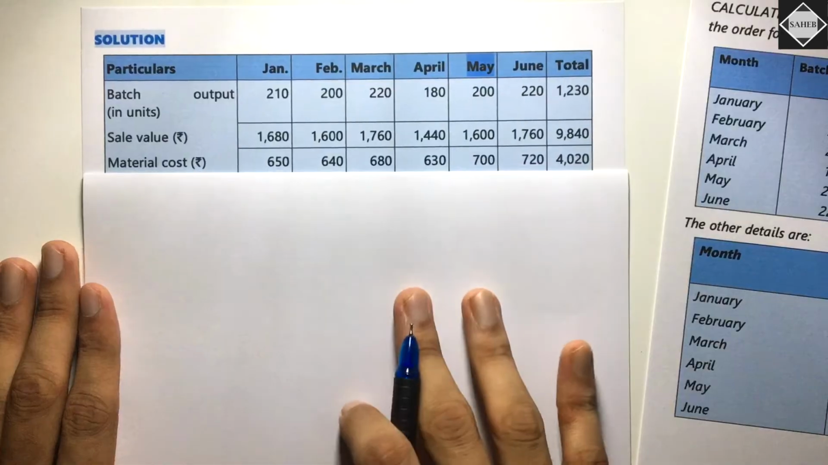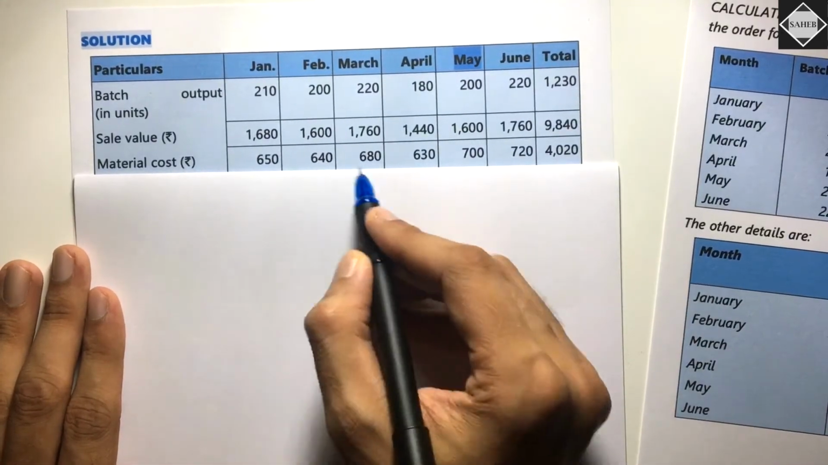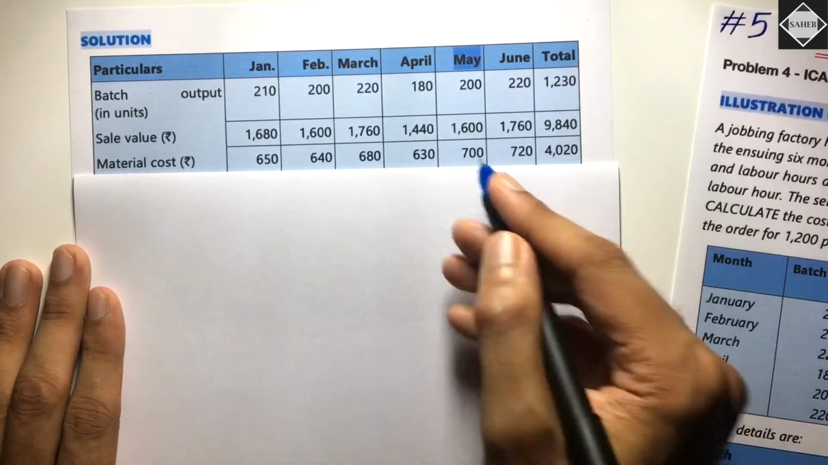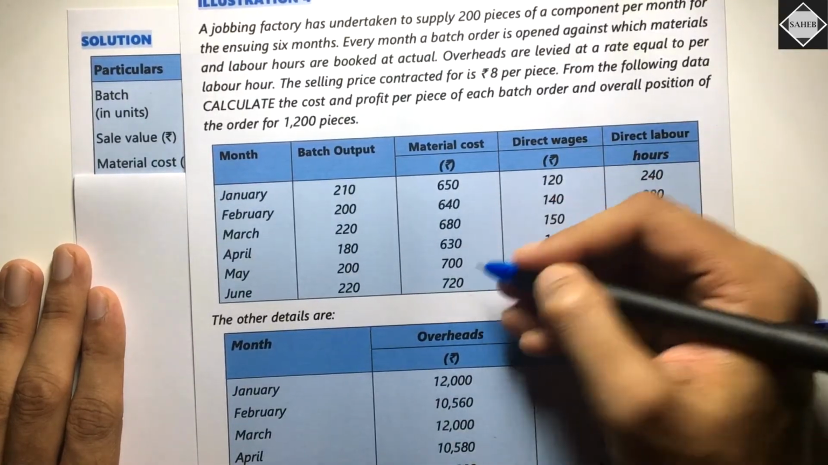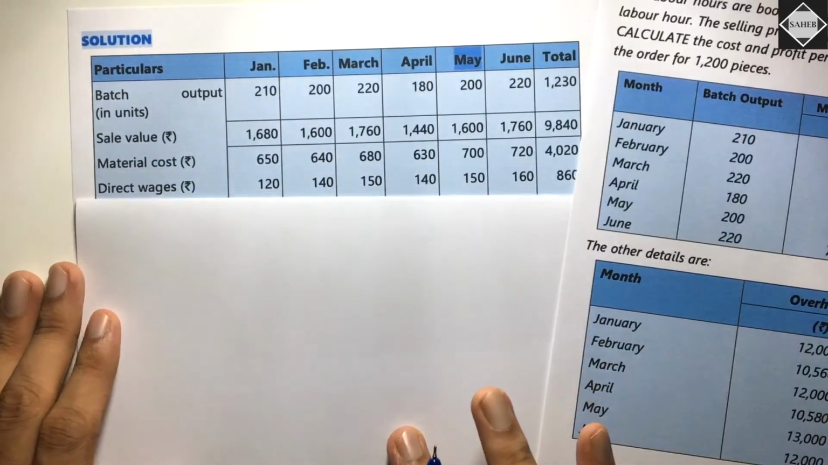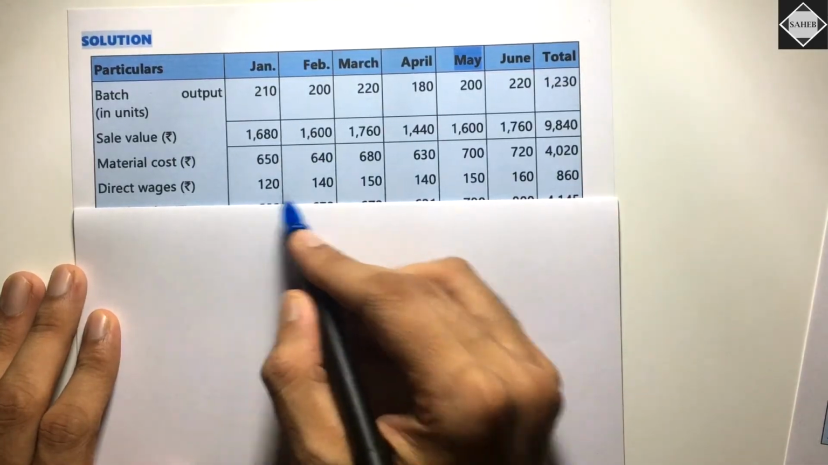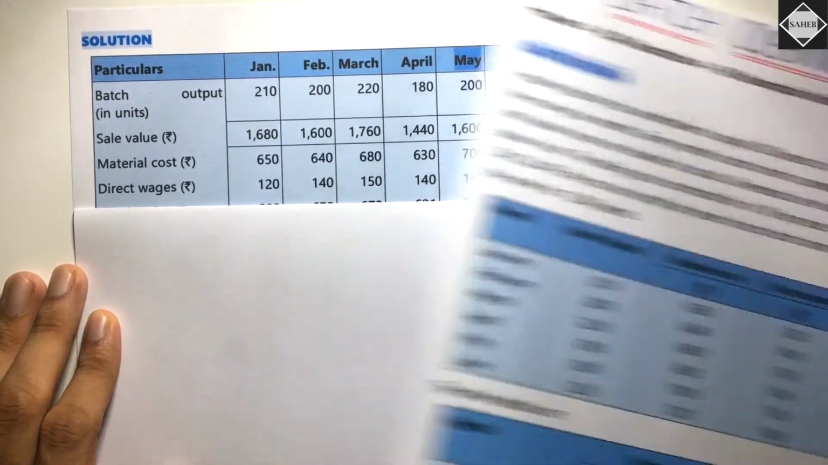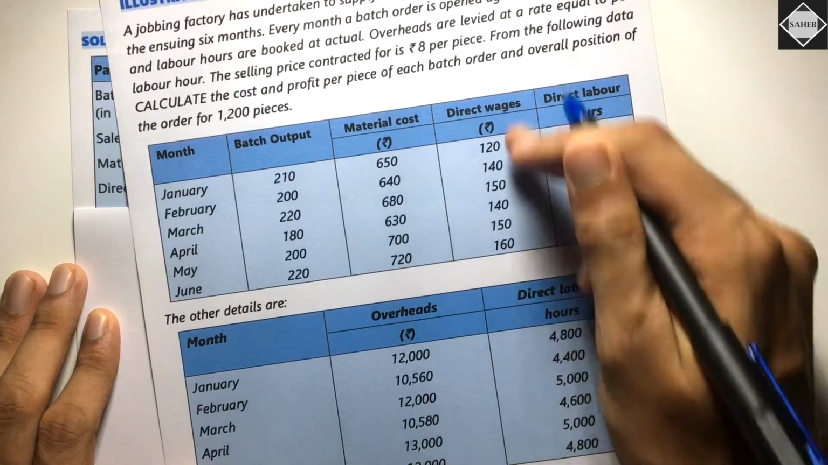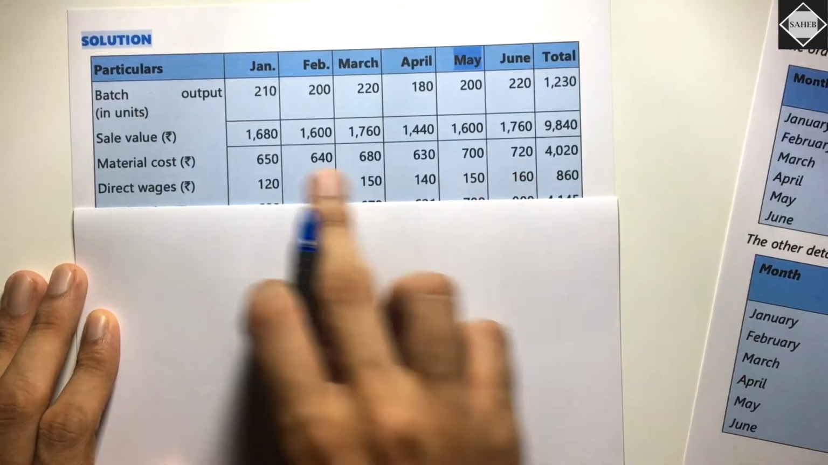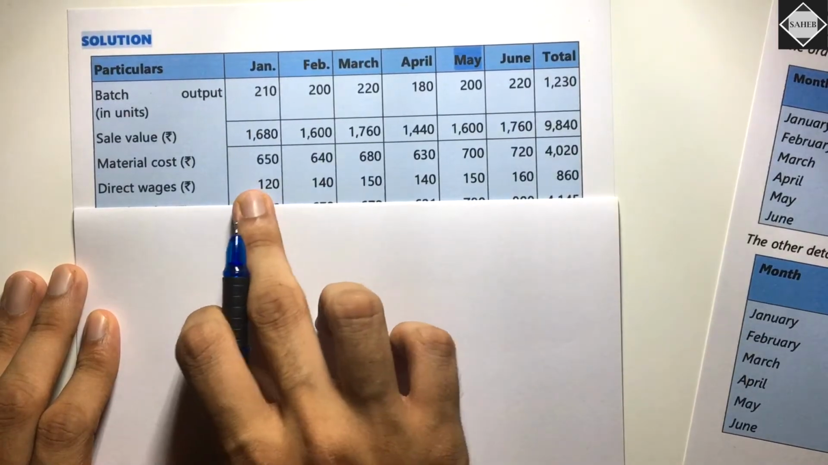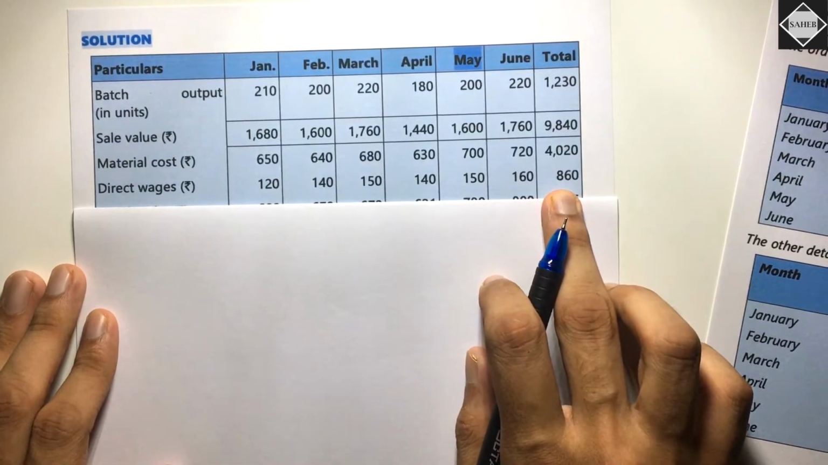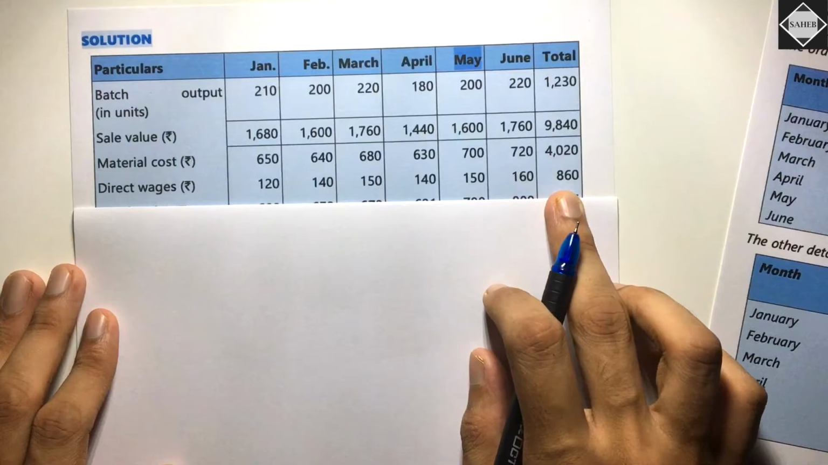Okay, see here, material cost 650, 640, 680, 630, 700, 720. Yeah, it's given. I have taken it from over here. And then direct wages also, it's directly given. No calculation, nothing. 120, 140, 150, 140, 150, 160. Yeah, from here. Simple. If we take a sum, that's 4020 rupees, and of direct wages, it's 860 rupees. Is it clear?